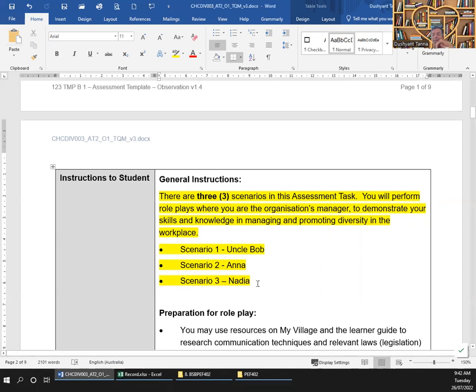Whatever are the important sections, I highlighted, so it helps you in skimming through the document rather than reading word by word. There are 3 scenarios in this assessment task 2. You will perform role plays where you are the organization's manager to demonstrate your skills and knowledge in managing and promoting diversity in a workplace. So you will assume, or you might already be a manager, but your aim is to manage and promote diversity in the workplace. They are the same 3 scenarios we discussed yesterday: Uncle Bob, Anna, and Nadia.